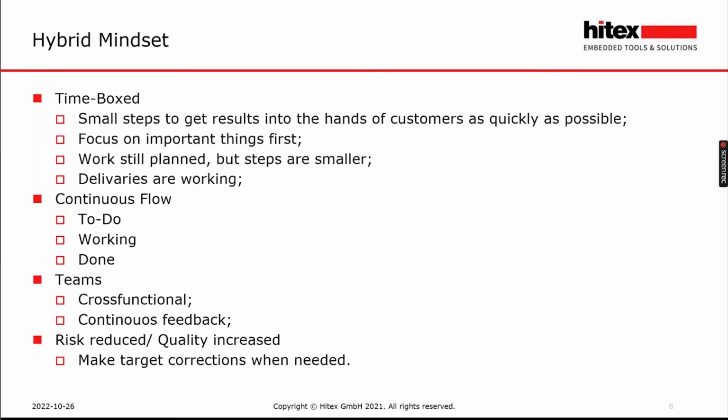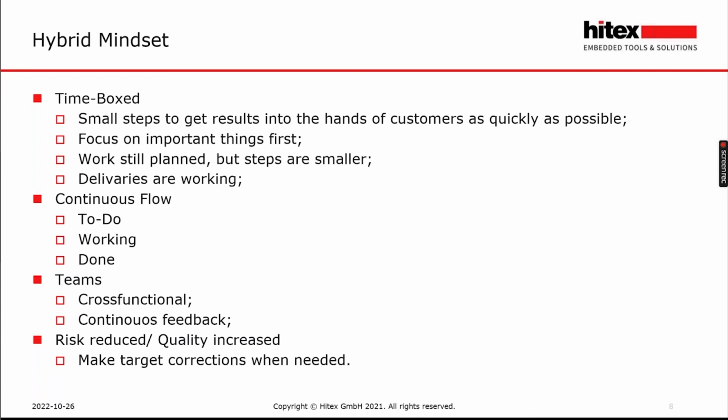And probably the most important advantage of hybrid mindset, with a combination of classical and agile project management, is that your risk will be reduced and quality increased. And what is also not bad, your target in the project can be corrected during the project lifecycle. It's really difficult to do with classical project management, but with hybrid mindset, you really can change the scope of the project during the project. So sometimes it's really good to have this approach.